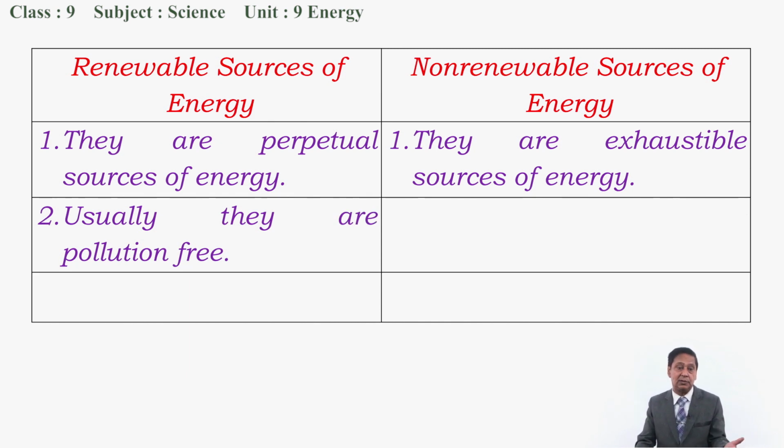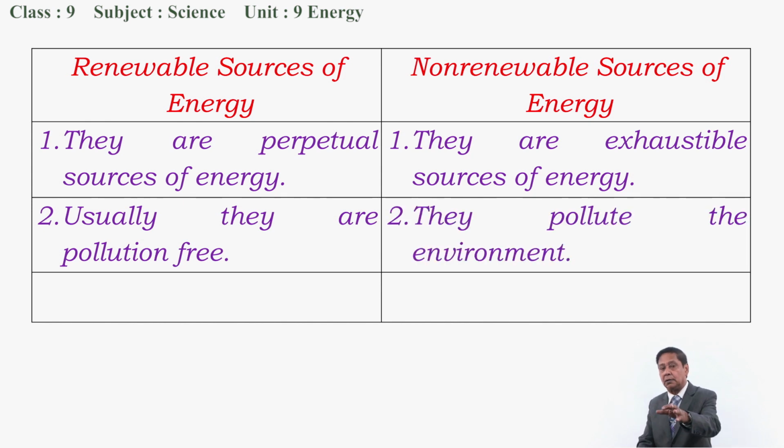Usually. Why I said usually? Because some of them pollute the environment. Just for example, this gobar gas or biogas, when burns, it produces carbon dioxide in the air and they pollute the environment. But solar energy never pollute the environment. Geothermal energy is not polluting the environment. That's why usually they are pollution free. But almost all the non-renewable source of energy pollutes the environment. They produce certain amount of gas, certain chemicals which cannot be dumped in soil also.